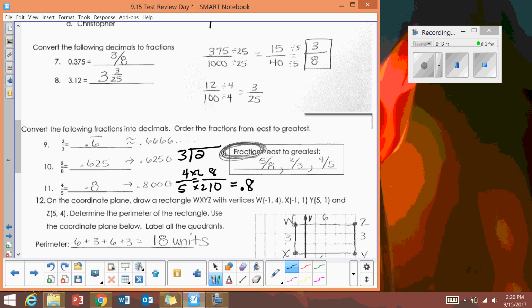So we have the other question that says fractions least to greatest. Now most students miss this because they write the decimals down.